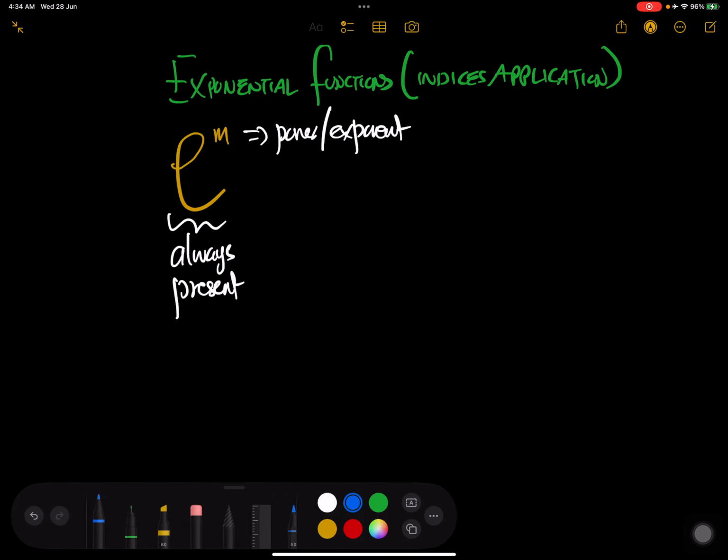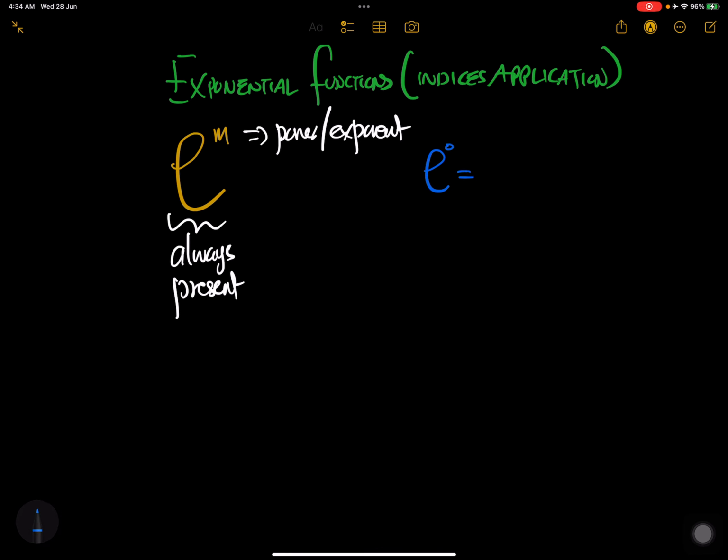We said that if you have e to the power of 0, it's equal to 1, because anything to the power of 0 is 1. If you have e to the power of 1, it's going to be e itself. If we have e to the power of a multiplying e to the power of b, it's the same as e to the power of a plus b.